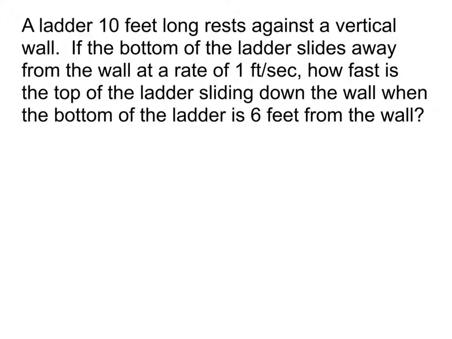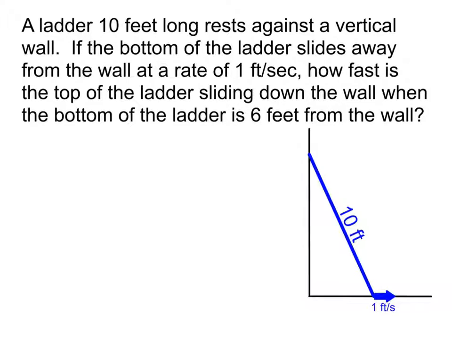And so if I drew a picture of this situation, I'd probably end up with something that looks about like this. So I've got my ladder leaning up against the wall. Mathematicians love ladders leaning against walls because they make right triangles. So it gives us an excuse to play with right triangles. So we got this ladder that's leaning up against a wall. We know the ladder itself is 10 feet long. And notice the bottom is moving outward at 1 foot per second. So I'm just kind of making note of that stuff.